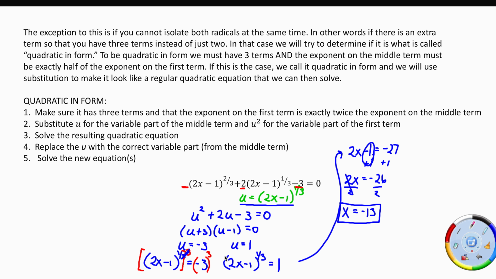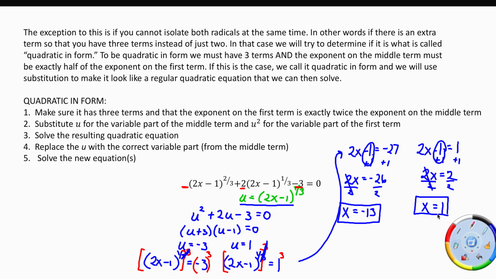But then I'm going to do the same thing to this one. Raise both sides to the 3rd power, which means 1/3 times 3 is 1. It just leaves me 2x - 1. 1 cubed is 1. So 2x equals 2, or x equals 1.